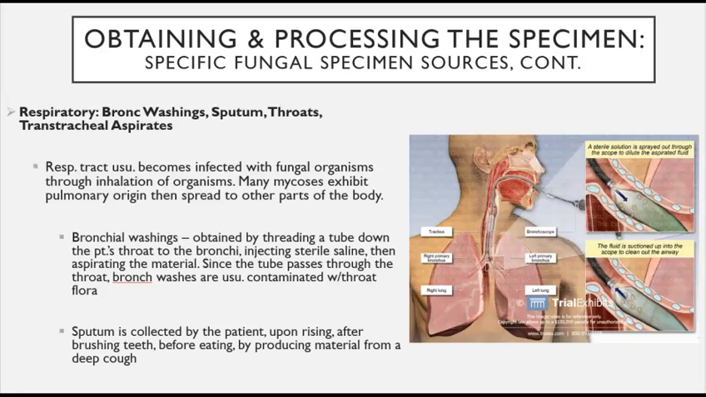Using that tube, sterile saline is injected into the space, and then that saline is aspirated out. Since the tube passes through the throat, the bronchial washes are usually contaminated with throat flora. Sputum samples are collected by the patient upon rinsing, after brushing the teeth, and before eating. Deep coughing usually produces material for sputum specimens.